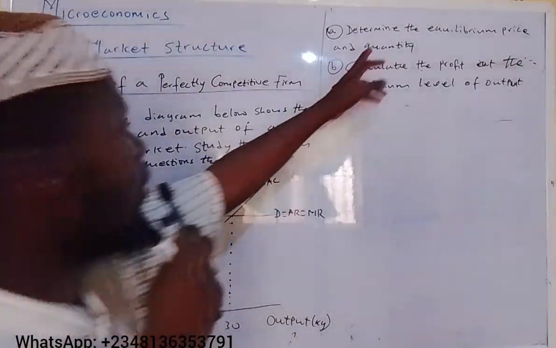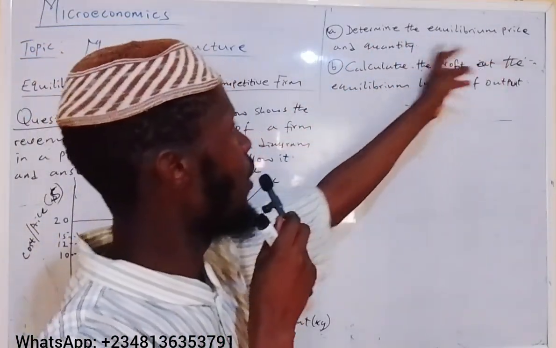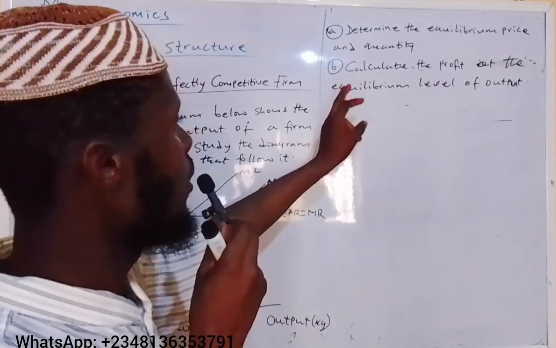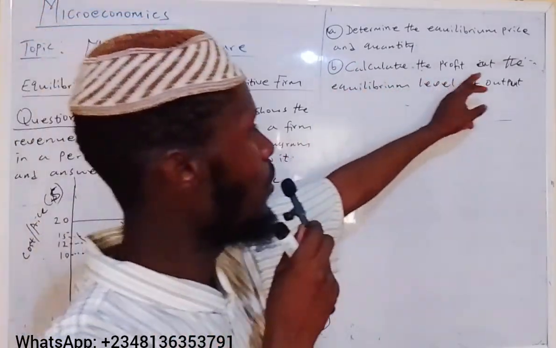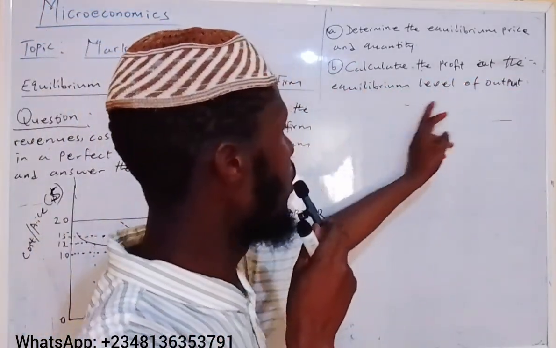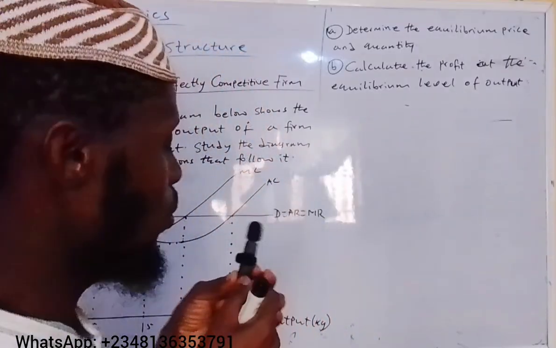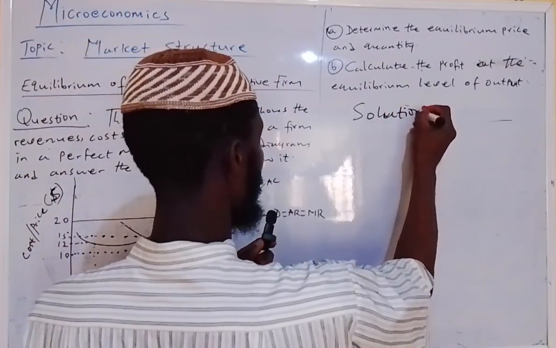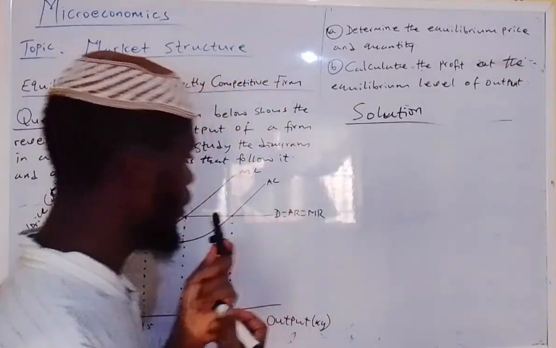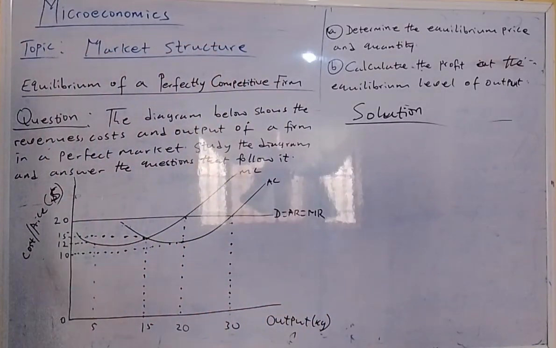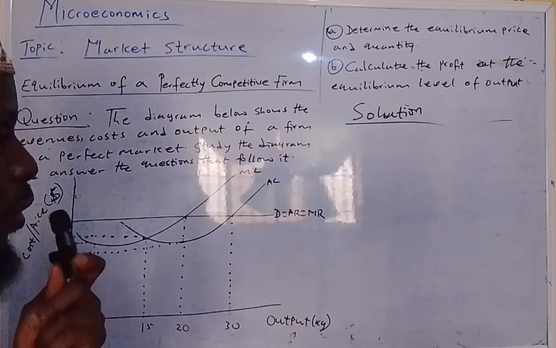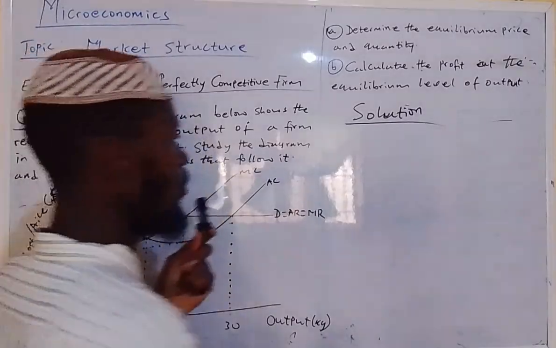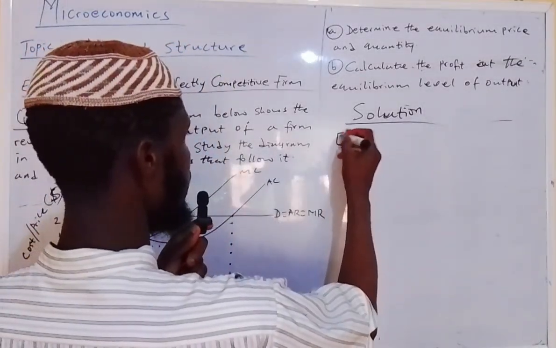So the question says, A, determine the equilibrium price and quantity. Then B, calculate the profit at the equilibrium level of output. So let's do this question. It's very simple. Solution. Whenever you see a question on equilibrium of a firm, the first thing you need to recall is the equilibrium condition of a firm.